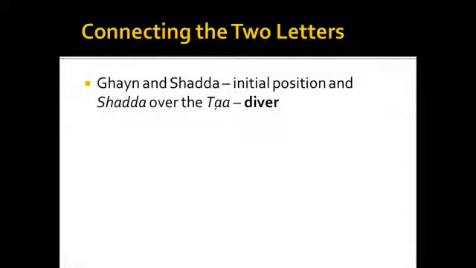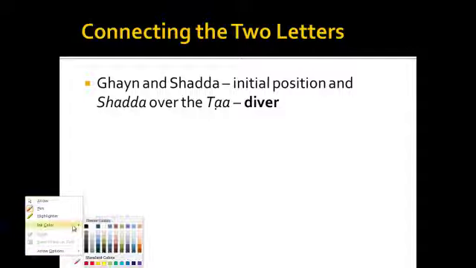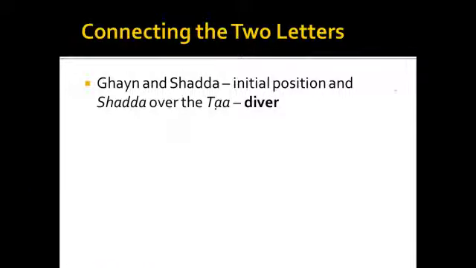Now let's write the ghayn and the shadda in a word. And the word we have for this lesson again is ghattas, meaning a diver. So let's just review our 4 positions for the ghayn. So we have independent position, it looks like this. Initial position, like this. Medial position, like that. And final position, like that. And again, we can write the shadda on top of the letter like this.